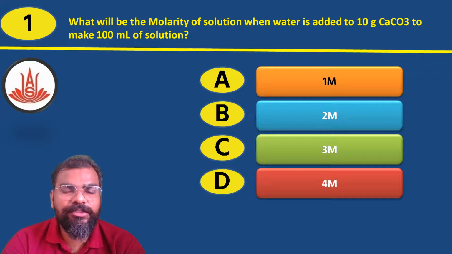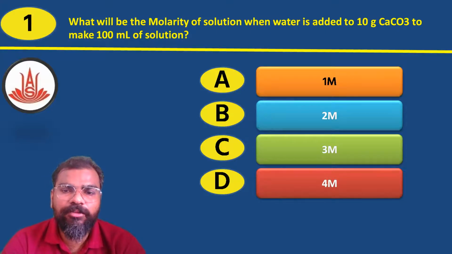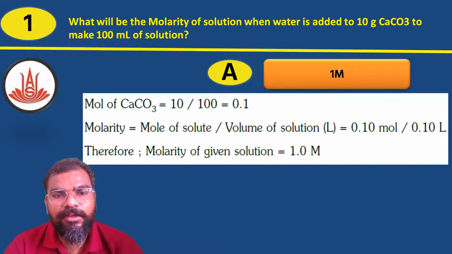There are 4 options which they have mentioned. Option A is 1 molar. Option B is 2 molar. Option C is 3 molar. And option D is 4 molar. Okay, so let us solve this.